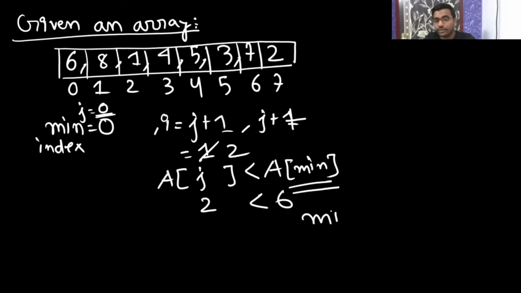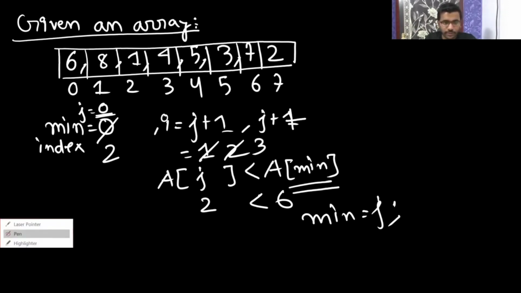Then min is going to be j. So now min is j, that is 2. Now again j will increment by 1, to 3. Is 3 smaller than 2? Sorry, let me erase that.